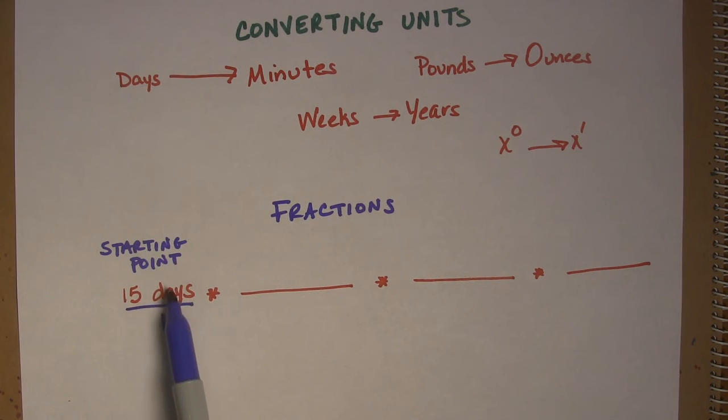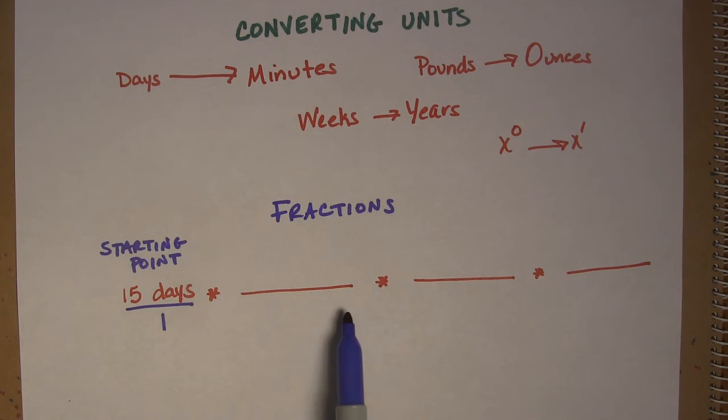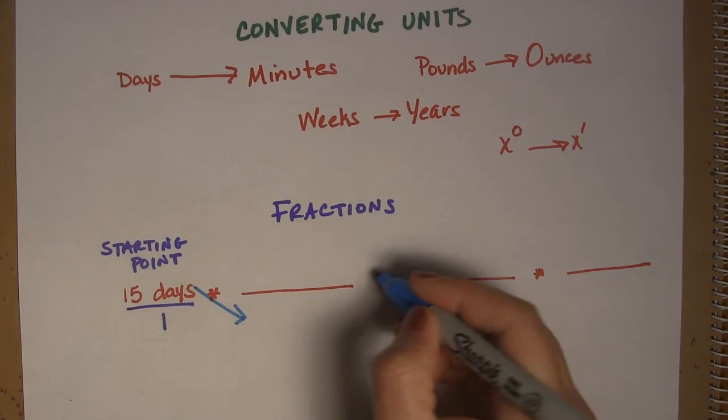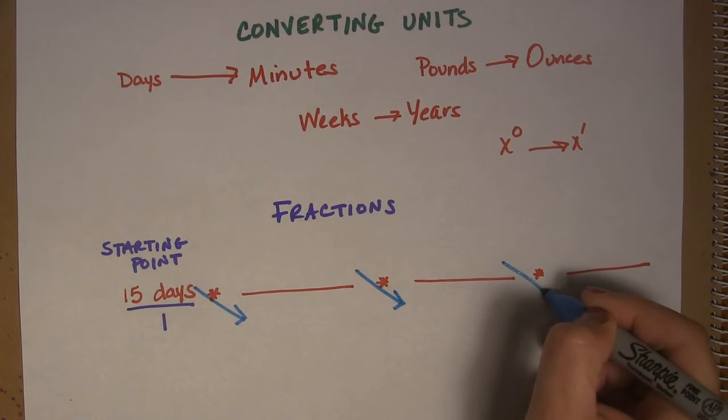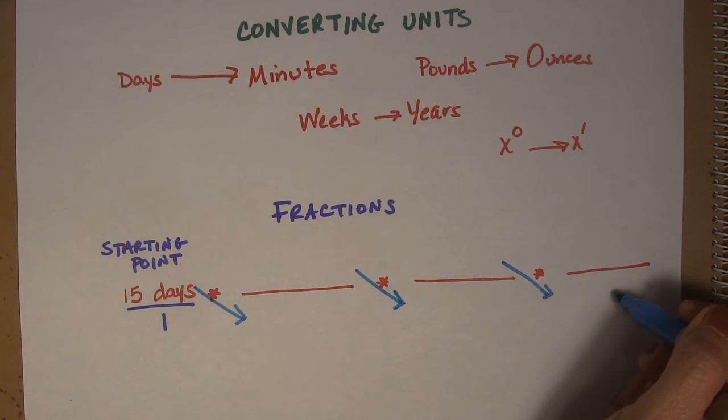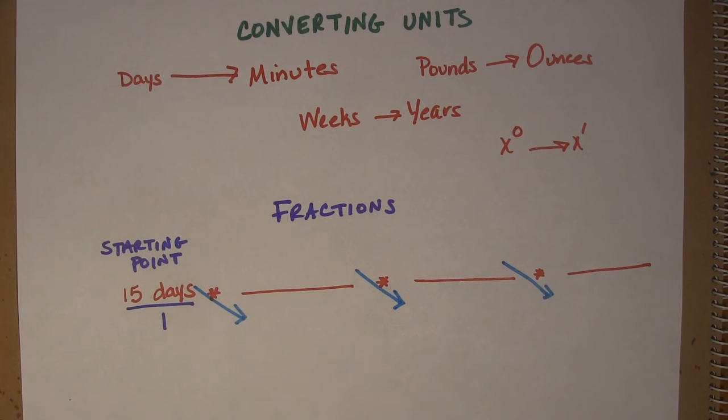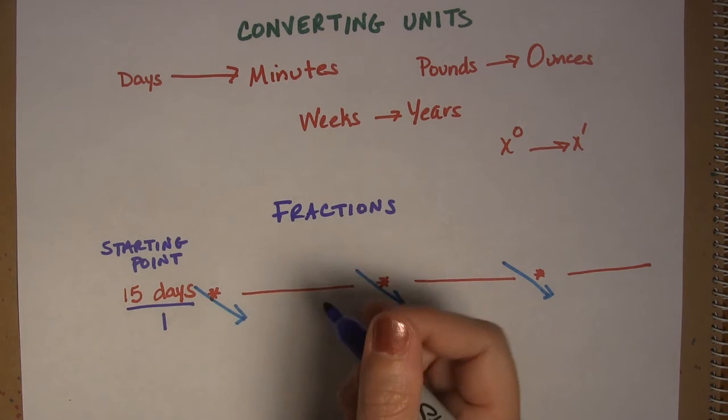Whatever you have in the numerator of this fraction needs to be in the denominator of this fraction. So your whole process is going to have this type of look. Whatever is in the numerator of one fraction goes into the denominator of the next fraction. And you're just going to do it step by step.